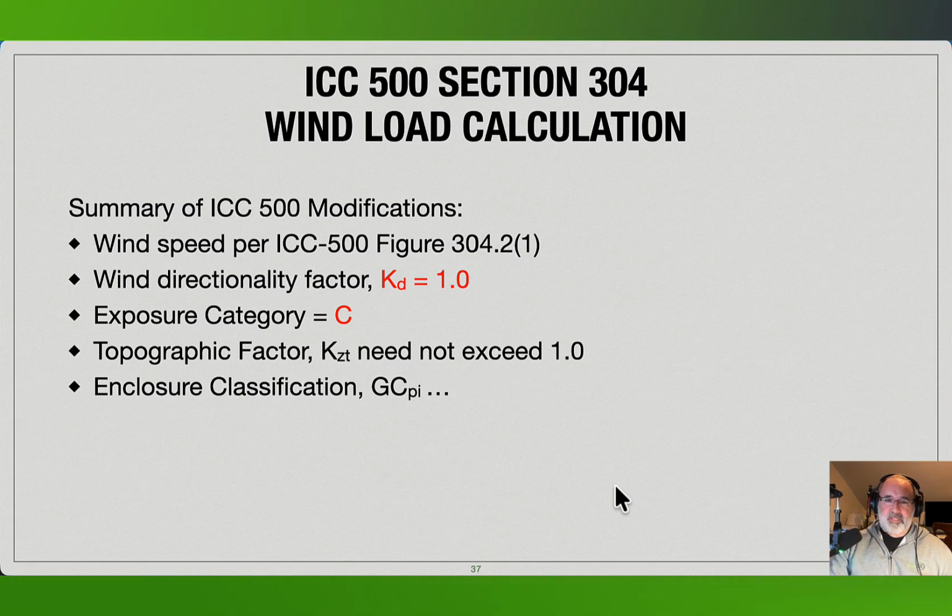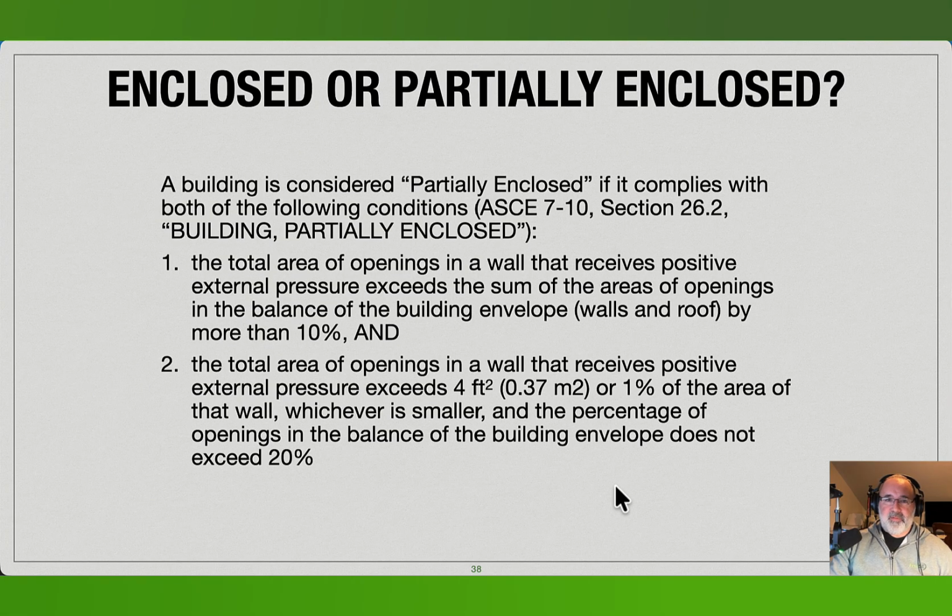But then we can also see the directionality factor, Kd, of 1.0, exposure category of C, and topographic factor, which we can keep at 1.0, and the enclosure classification. Do we have an enclosed or partially enclosed building? Really, trying to understand some of the differences, once you have a partially enclosed building, certainly the internal pressures go up significantly. And when we're looking at a shelter design, we're looking at both the windward and leeward forces, side forces, in addition to the internal pressure.